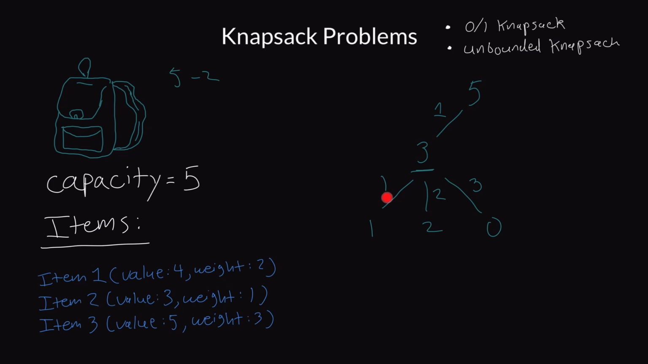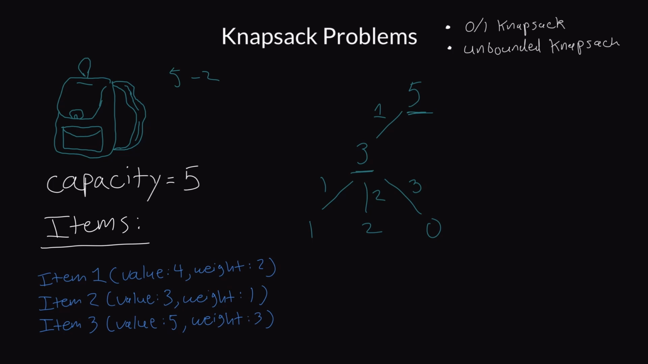Because if we select item 1, for example, our remaining capacity here is 3. And so the weight of item 1 is 2, so 3 minus 2 is 1. Similarly for item 2, the weight is 1, so 3 minus 1 is 2, and so on. And for the sake of time, I'm not going to draw out this entire decision tree because it can get pretty big.